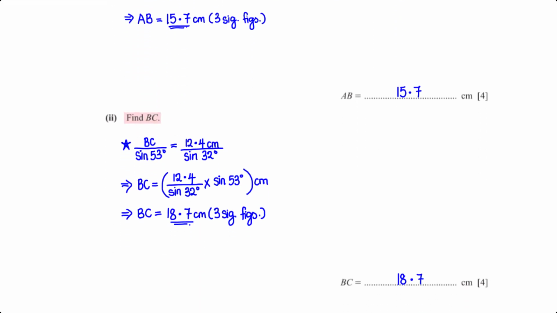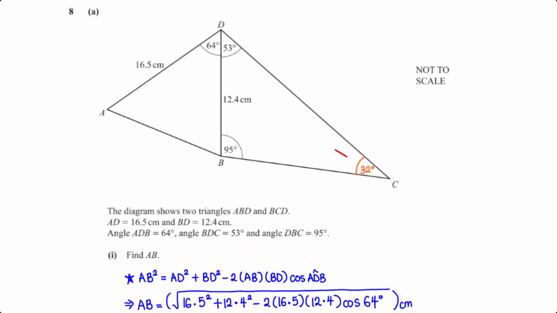Find BC. We get angle BCD by subtracting the sum of 95 degrees and 53 degrees from 180 degrees. This gives us 32 degrees. To find the length of BC, we apply the sine rule to triangle BCD.